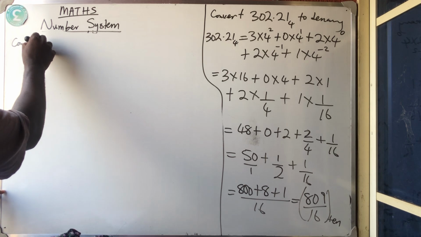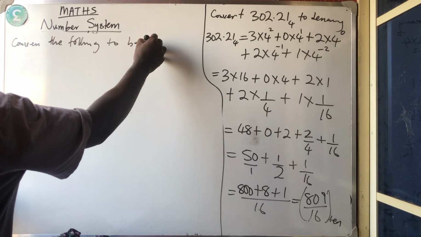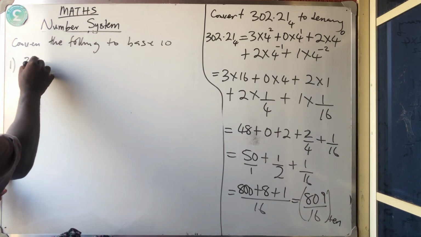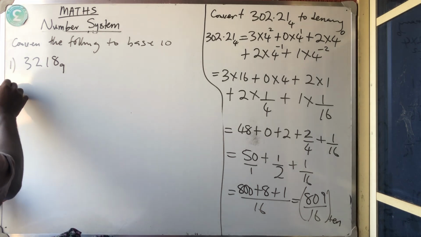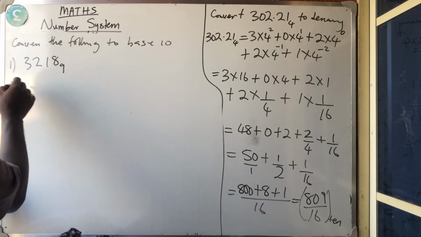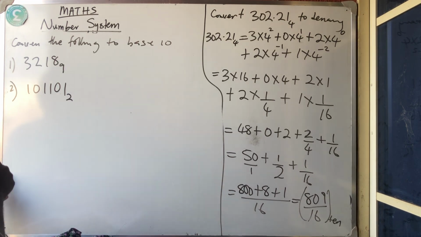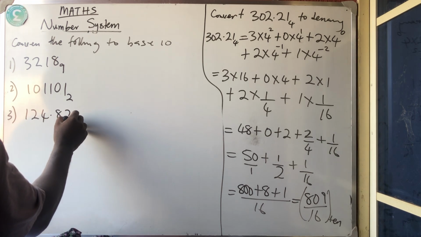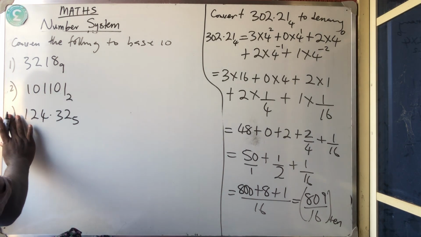Convert the following to base 10. The first question said that I should convert 3218 base 9. Convert it to base 10. The second question said 101101 in base 2. Convert it to base 10. The third question said 124.82 in base 0.32 in base 5. Convert it to base 10. So that is the third question.